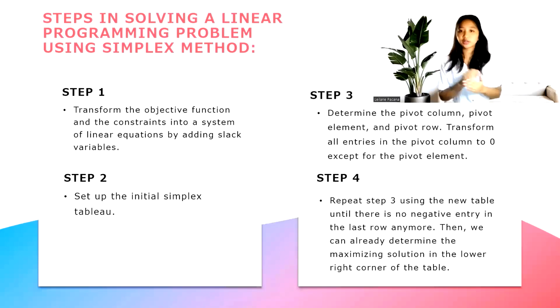Next, we will determine the pivot column, the pivot element, and the pivot row. This is where the pivoting will occur, in which we will transform all entries in the pivot column to be 0 except for our pivot element. That is how the simplex method will be performed. Now, step 4 is to repeat step 3 using the new table until there is no negative entry in the last row anymore.